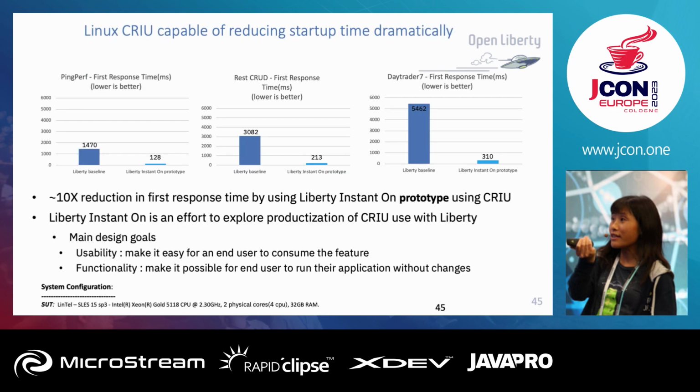So this is the performance benchmark we did with the InstantOn feature. The application takes 128 milliseconds to start. With the database, it only takes about 213 milliseconds to start. For the dtreasure application, which I said is a very big application, previously it took 5 seconds to start. Now it's only 310 milliseconds to start. So it's about a 10 times reduction in startup time.